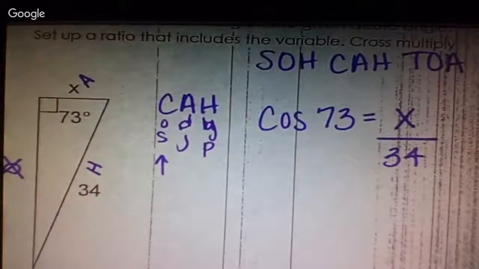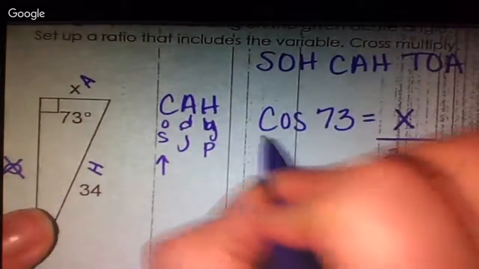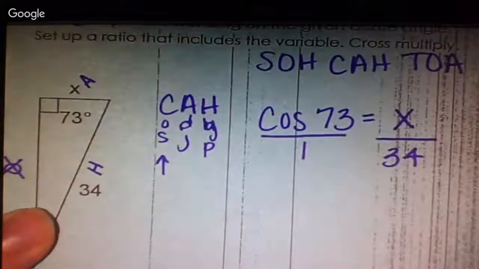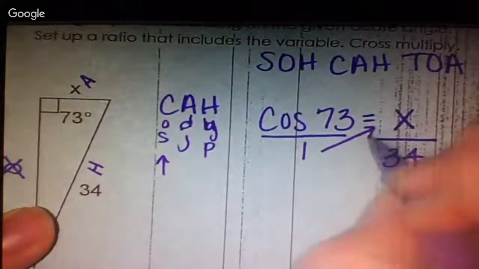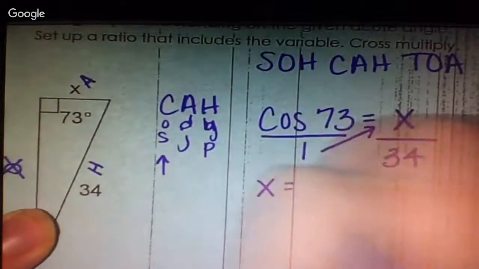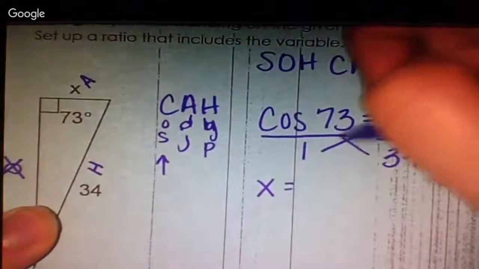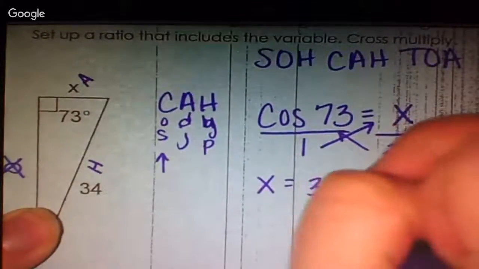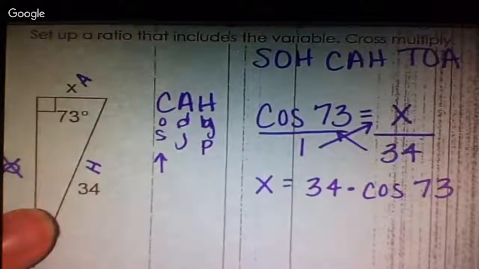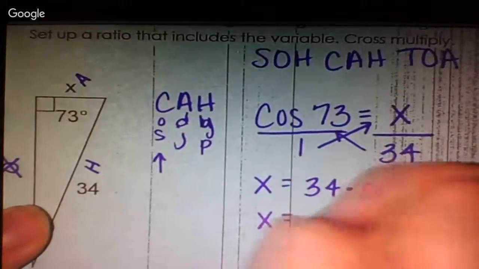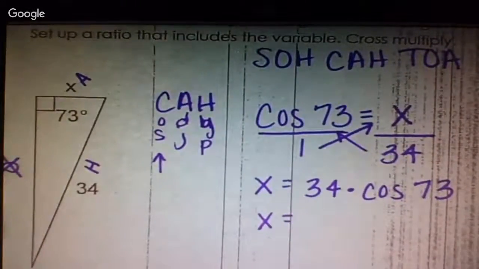Okay. So now I need to solve for X. Well, when I've got fractions and an equal sign, the easiest way to do that is to create a proportion. So I can put cosine of 73 over 1, and that does not change its value. So when I cross multiply, I get 1 times X. So X equals, when I multiply the other side, 34 times the cosine of 73. Oh, is that where the buttons come in? Yes, that's where the buttons are going to come in. Underneath that, put X equals, and then I'm going to show you how to plug this into your calculator.